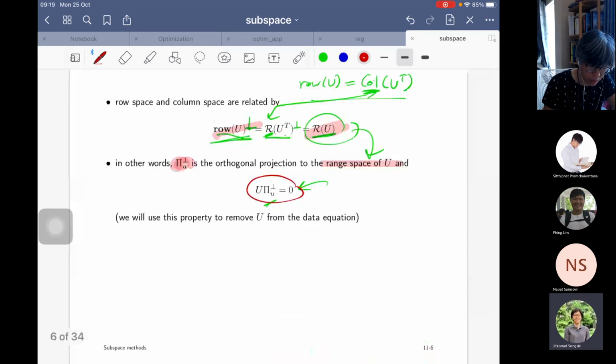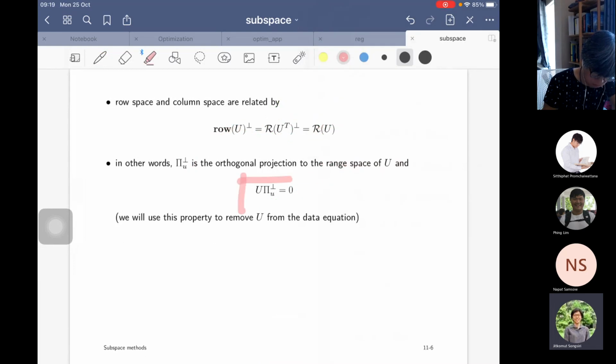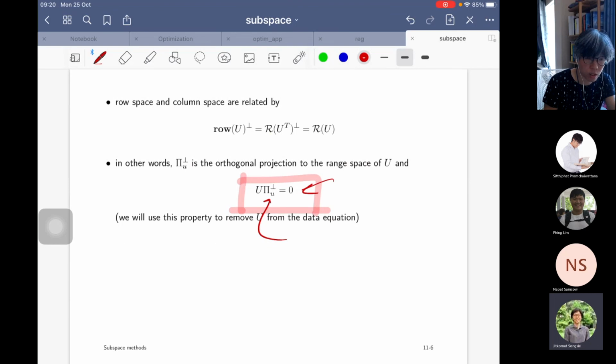This is going to be a very important equation, all right? Because you're going to use pi perp, the orthogonal projection onto the range space of U or the row space of U perp. It means that when you multiply U, it gives 0, and from our data equation, wherever we have the term U, if you multiply with pi perp, that term disappears to 0. We will use it.